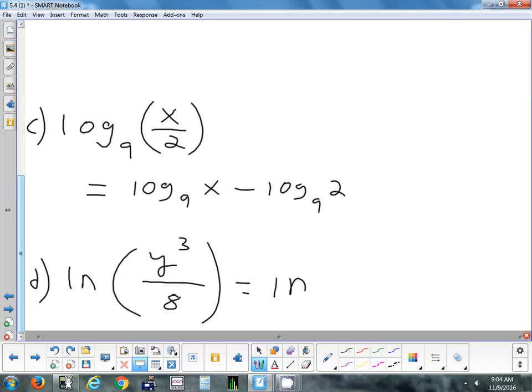So what would be my argument for the ln? Y. What about my exponent? Go in front. Yep, the 3 would move in front. And then minus ln e. Yep.